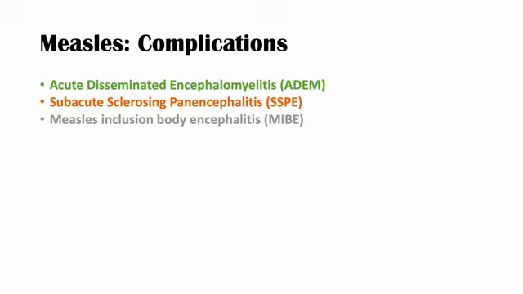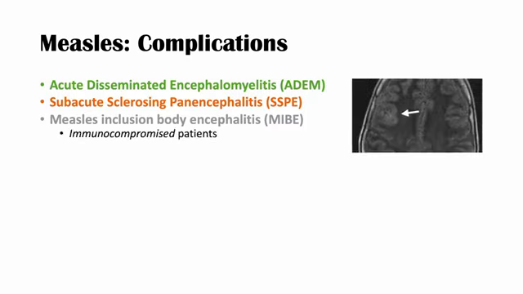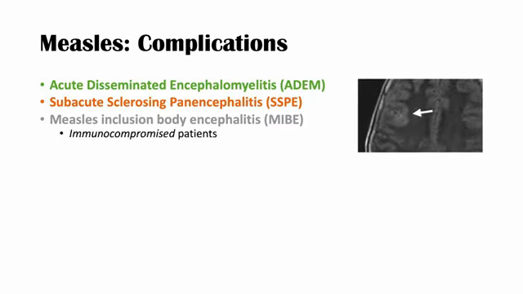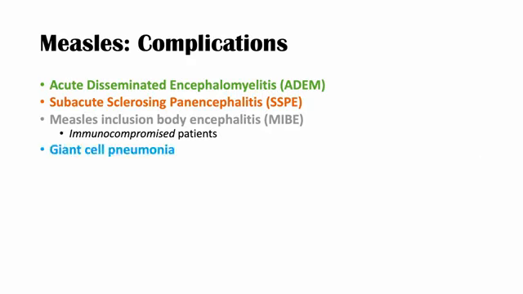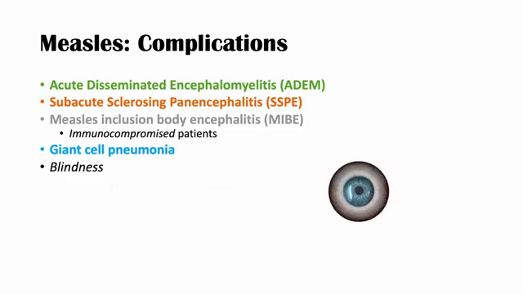Some other complications include measles inclusion body encephalitis, MIBE. It's another type of encephalitis. It occurs in immunocompromised patients, and if you were to look inside their brain, you can see inclusion bodies. You can also see giant cell pneumonia. We can have blindness from measles infections.